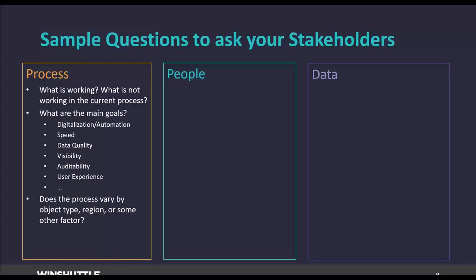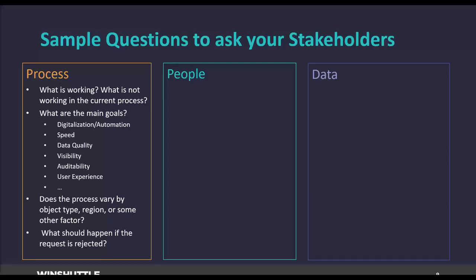We also should ask them if the process somehow varies based on some type of variable. It could be if it's a different object type or a region, is the process different, right? And that tells you sort of how many subflows you need to plan for, or how do you branch out the workflow into various flows like this.